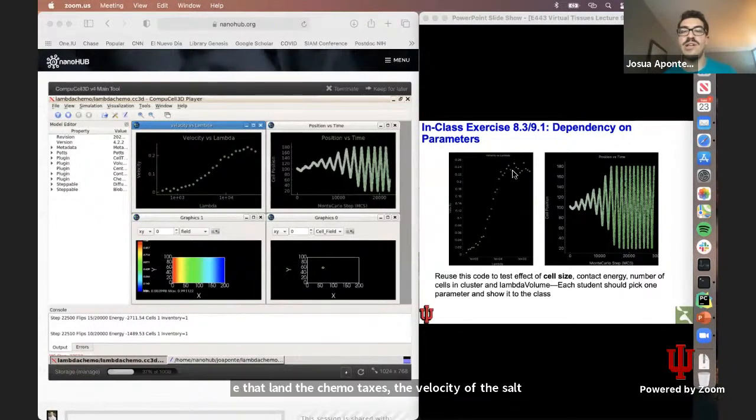But there is a point at which the speed of the cell saturates, and even though we keep increasing the lambda chemotaxis, we do not see a corresponding increase in the speed of the cell. And the reason for that is because the way the algorithm is implemented in CompuCell, a pixel can be updated just once per Monte Carlo step.